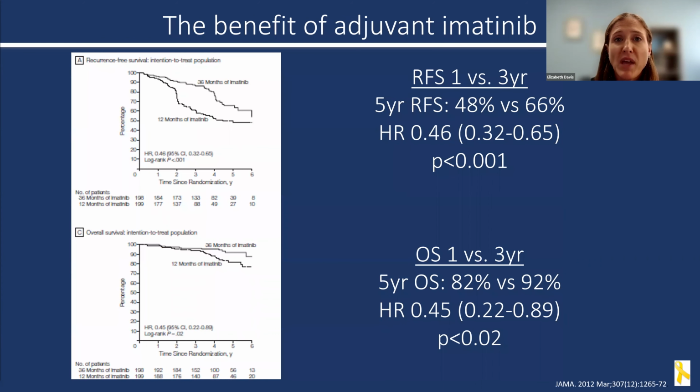This is the study that made adjuvant imatinib for high-risk GIST the standard of care and for a total duration of 3 years. In this study, they compared outcomes amongst high-risk GIST patients in terms of recurrence-free survival as well as overall survival treated with 1 versus 3 years of imatinib. And they found that outcomes for those treated with 3 years were superior. And so this has been the standard of care for almost a decade now.